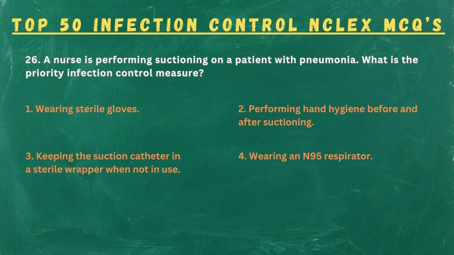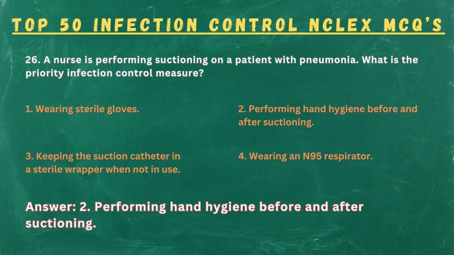26. A nurse is performing suctioning on a patient with pneumonia. What is the priority infection control measure? 1. Wearing sterile gloves. 2. Performing hand hygiene before and after suctioning. 3. Keeping the suction catheter in a sterile wrapper when not in use. 4. Wearing an N95 respirator. Answer: 2. Performing hand hygiene before and after suctioning.